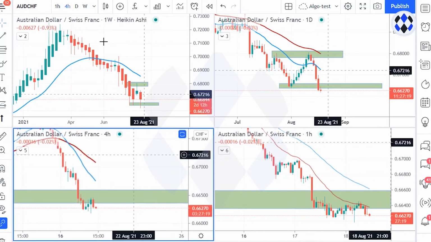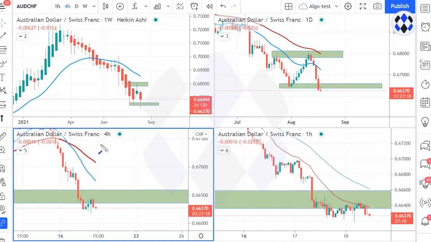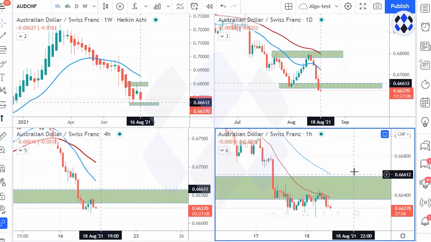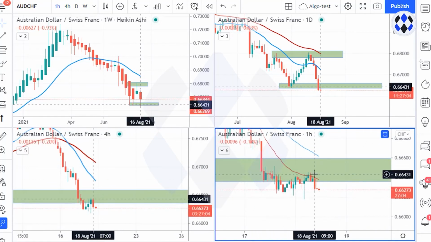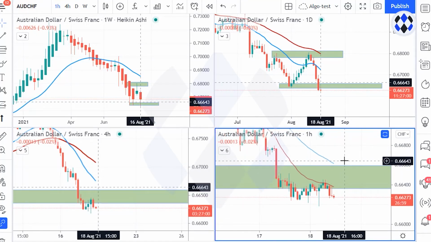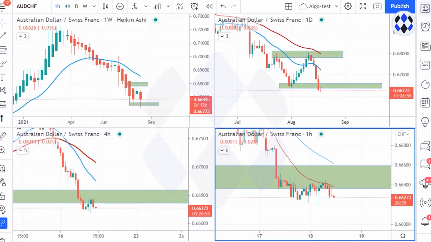To be interested in this, it should actually perform something like this: come up, get down, find some support here, and show some strength upwards. But to be honest, if I'm looking at an hourly time frame right now, it is showing more strength to the downside here. So the Aussie Swiss would probably not be one I would really favor in this case.